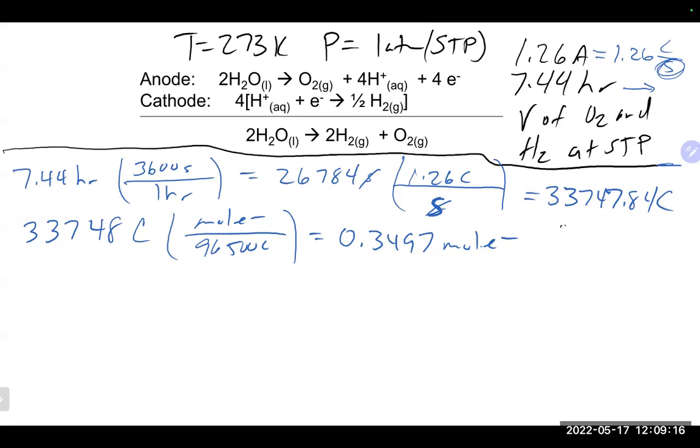Now that we have that, we can figure out the moles of each gas since we're interested in it. And we could go to the half reactions here and find our electrons to our gases. So we can see from the first one there that for every 4 moles of electrons, we get 1 mole of O2. So we'll do that to figure out the moles of O2 here.